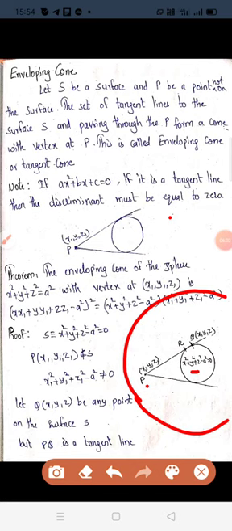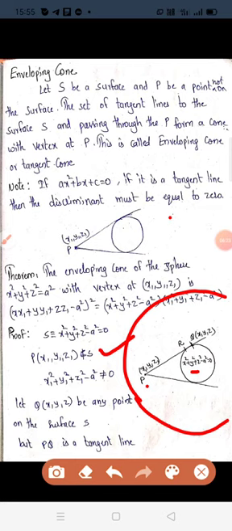Therefore, P(x1, y1, z1) does not belong to S. Does not belong to is nothing but it does not satisfy the sphere equation. Therefore, x1 square plus y1 square plus z1 square minus a square is not equal to 0.